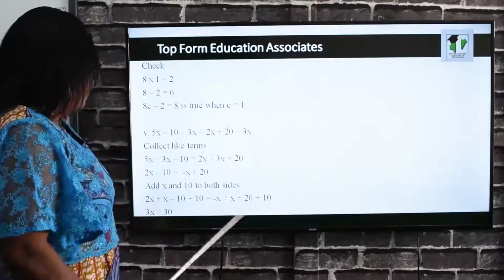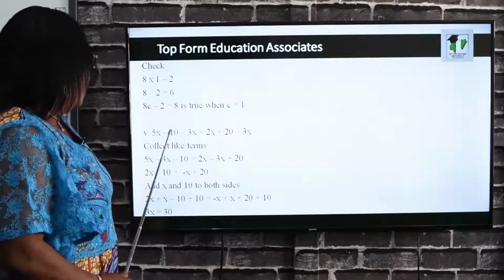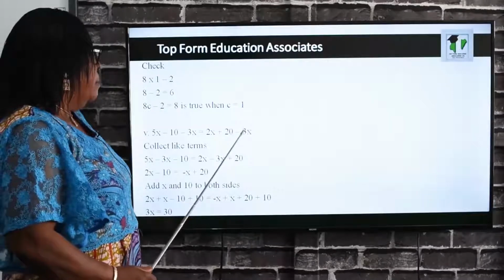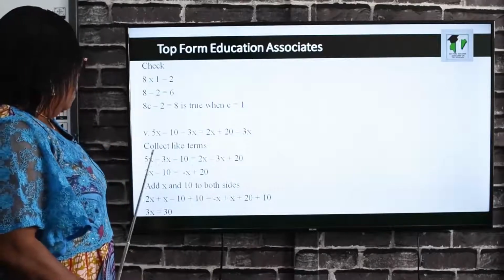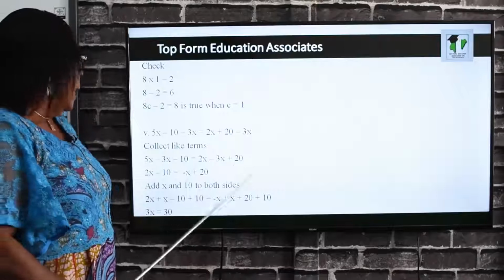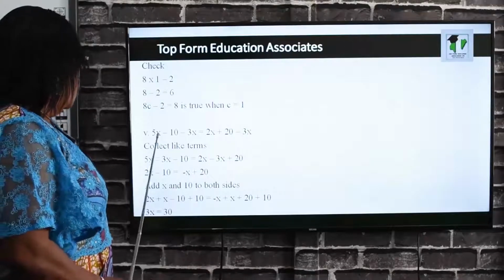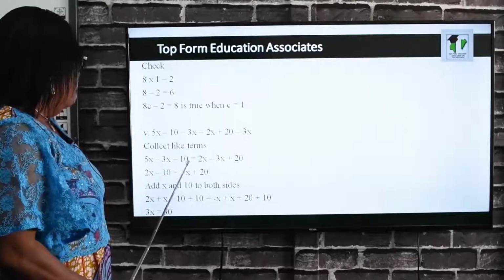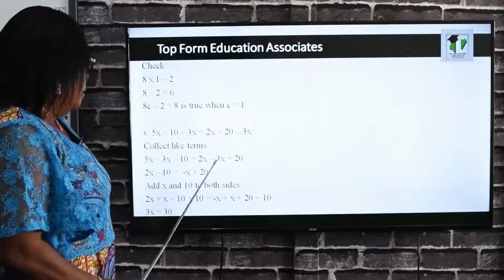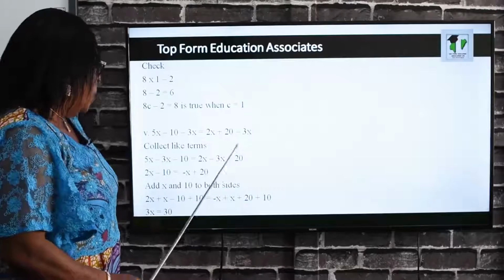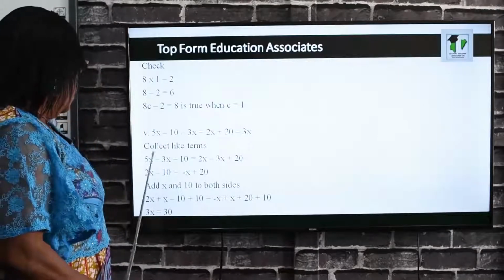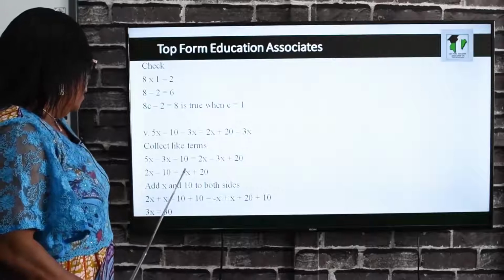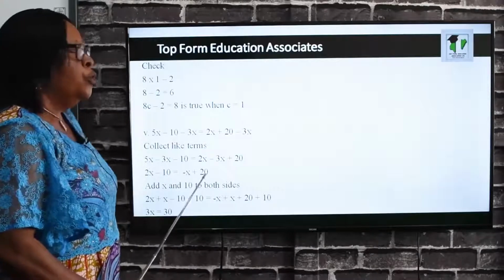Example 5. 5x minus 10 minus 3x is equal to 2x plus 20 minus 3x. First, we collect like terms. So 5x minus 3x minus 10 is equal to 2x minus 3x plus 20. This will give us 2x minus 10 is equal to minus x plus 20.